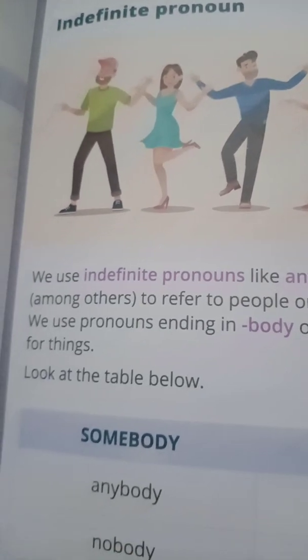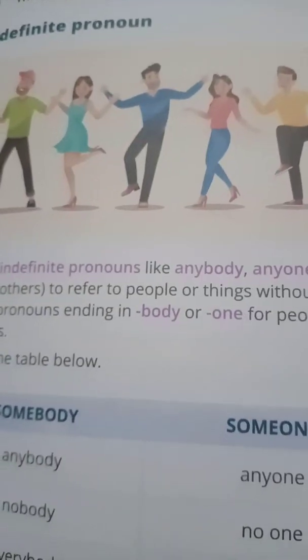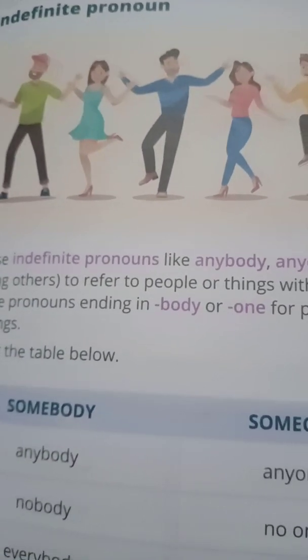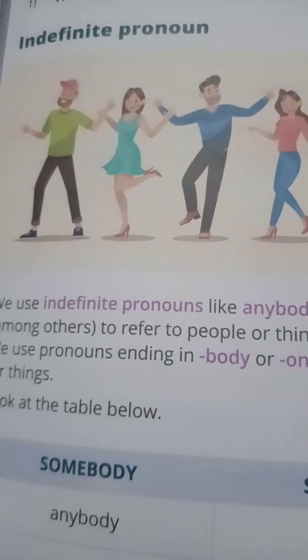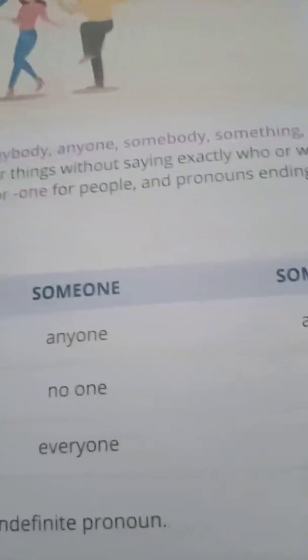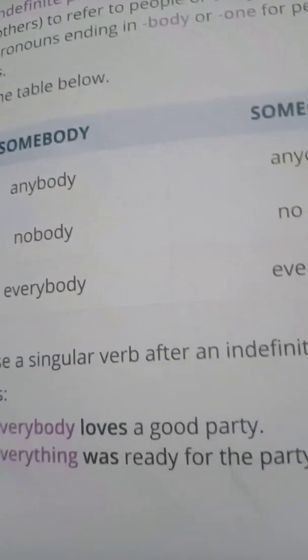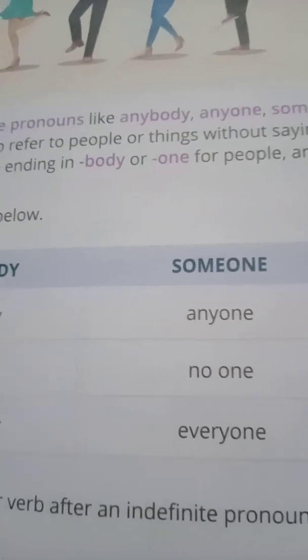Now another example for this is everybody loves a good person. Here I am just saying in general, everybody loves. I am not talking about any specific person here, and I don't know the exact person. I am just saying everybody loves a good person. So it is an example of indefinite pronoun.